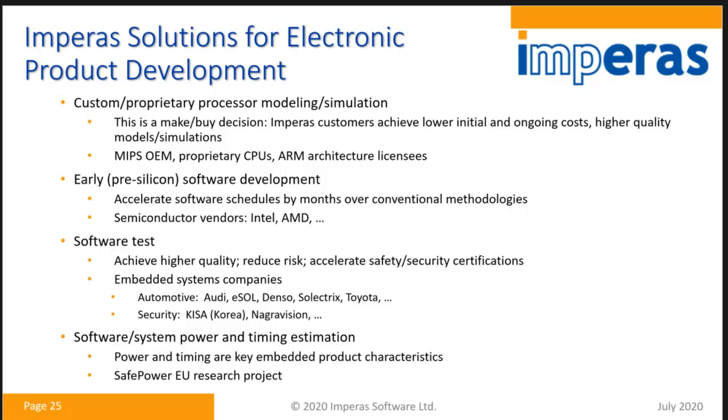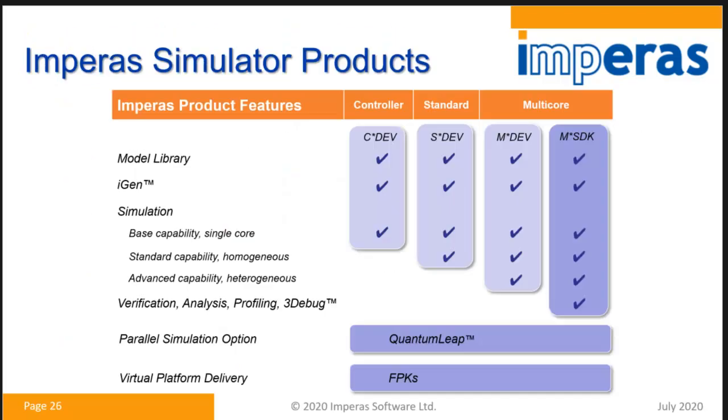Our technology is used early, before silicon, for software development. Mobileye and Intel and AMD have been using it to allow them to get the software up and running before silicon's available. People use us for software test to ensure the quality of their embedded systems. Several in the automotive space, several in the security space as well. And people can use this for cycle approximate timing estimation, so that they can understand the performance of the technologies they're building. And we worked on a project in the European Research Organization, Safe Power, to analyze performance there.